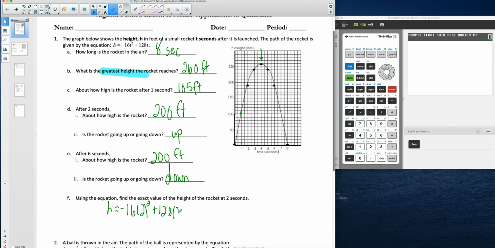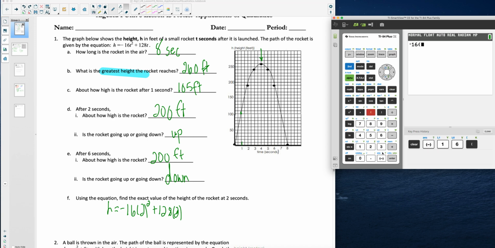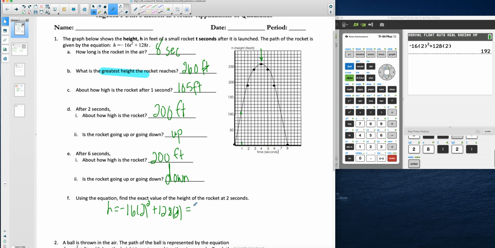times 2. Then we're going to come over to our calculator and input that in. So negative 16 times 2 squared, plus 128 times 2. And we can see what the exact height was. 192. So we know it's exactly 192 feet.